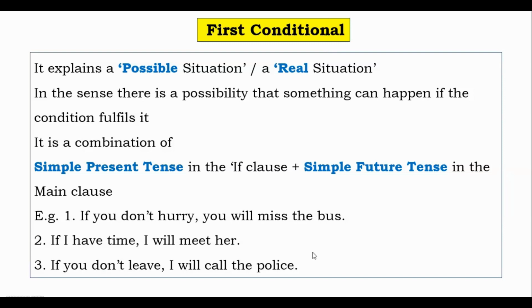And the third one, if you don't leave, I will call the police. If you don't leave, what will I do? I will call the police. When will I call the police? If you don't leave. Okay, calling the police depends on whether you are leaving or not. That is first conditional. There is a possibility that something can happen if the condition is fulfilled.